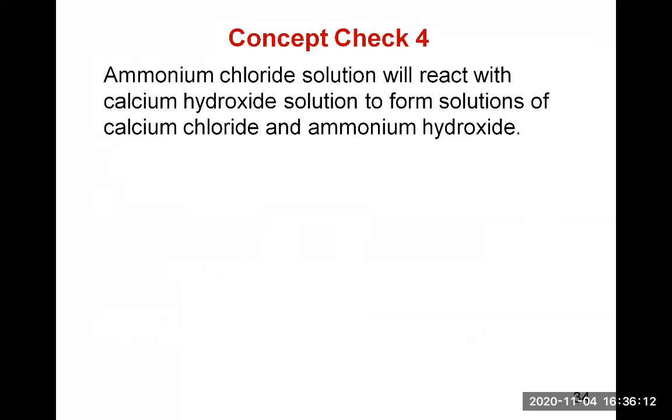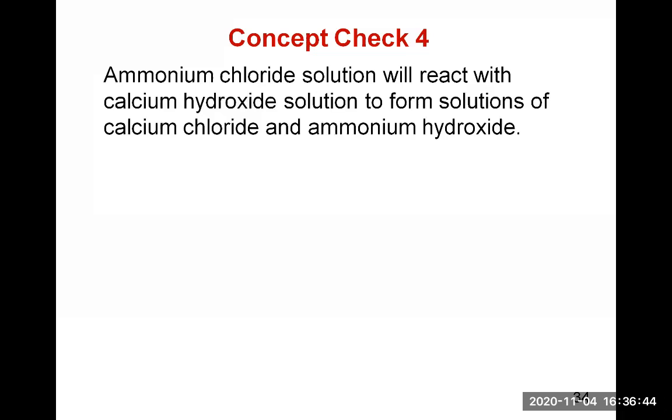Ammonium chloride solution will react with calcium hydroxide solution to form solutions of calcium chloride and ammonium hydroxide. So let's find the formulas of these reactants and products. So ammonium chloride will react. So that's a reactant. Ammonium is one of those polyatomic ions you need to learn, and that's NH4 plus. The chloride ion is Cl minus because chlorine is in group 7A, 7 minus 8, it's -1.